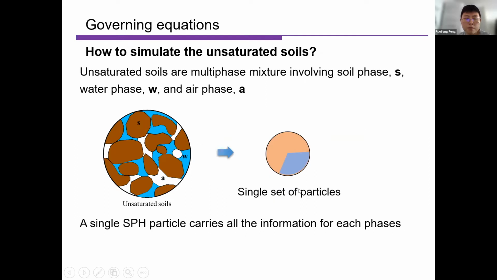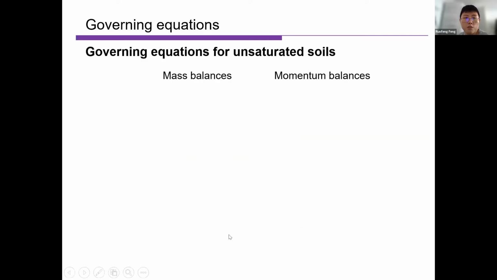So for the simulation of the multi-phase problem, we just use one single set of particles. It's not like one set of particles for one phase. So for our case, a single SPH particle will contain the information for both soil phase and water phase, and the contribution of each phase to the whole mixture will be evaluated using the concept of volume fraction. So here are the governing equations for unsaturated soil.